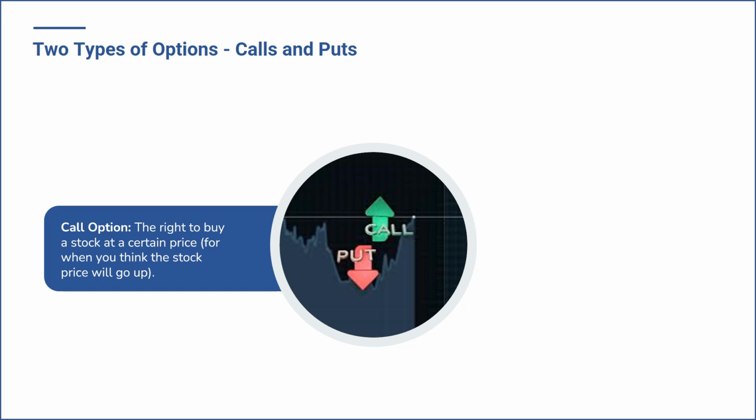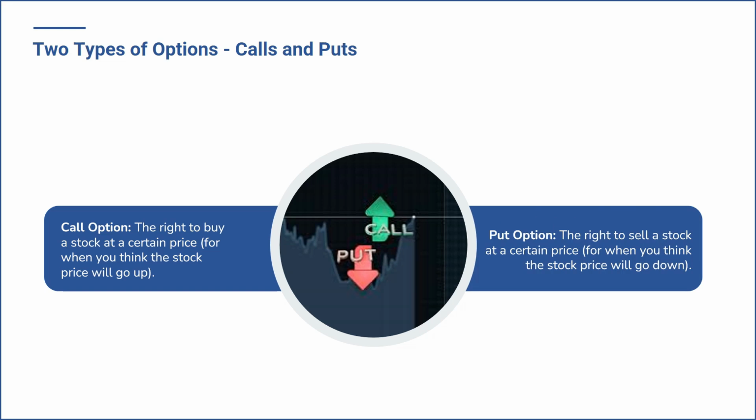Now, I want you to pick up your phone, for example. When you pick up your phone, it's what? Call. When you put your phone down, it's put, right? So let's use that analogy. When you pick up your phone, that's call. When you put your phone down, that's put. So in option trading, we have calls and we have puts. We do call if we think the price of a stock will go up, and we do put if we think the price of a stock will come down. Hope that makes sense, guys.